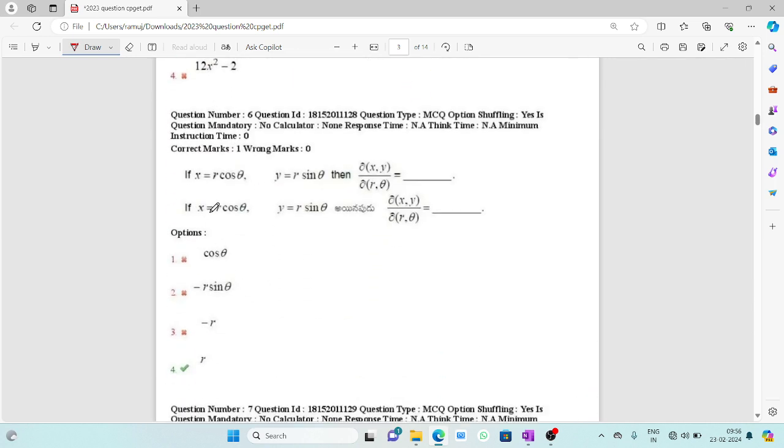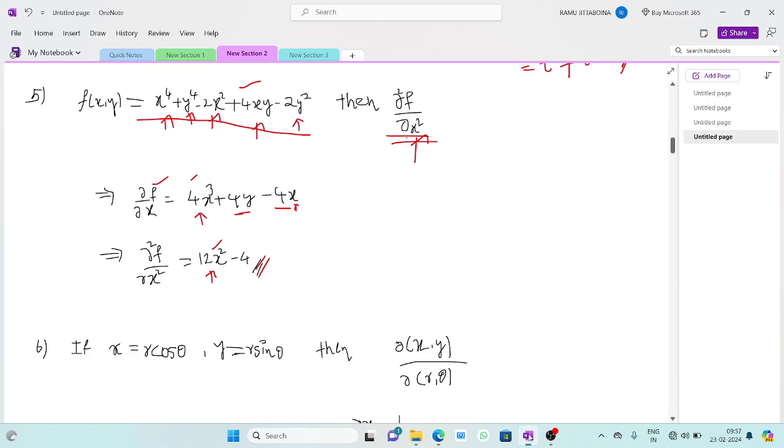So the sixth one: if x is equal to r cos theta, y is equal to r sin theta, then dou of x comma y divided by dou of r comma theta. So clearly we can say that this is a Jacobian. Whenever these types of questions come, we can simply solve them. So I will tell you how to proceed with that. This is a Jacobian of functions. This is the polar coordinate form. Okay, so I will tell you how to solve that one.